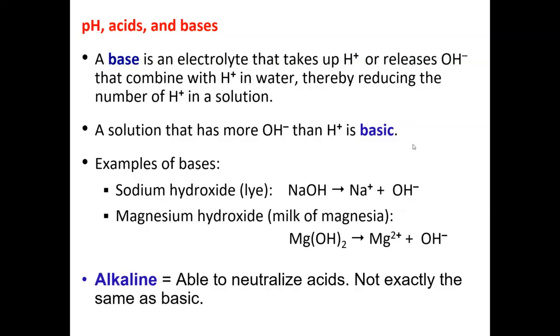This word base means the opposite of an acid. It's something that if you add it to a solution, it adds OH minus. So this one, sodium hydroxide, which is lye, put it in water, comes apart, adding OH minus to that solution. Now there's more OH minus than H plus, so we call that solution a basic solution. Or the word alkaline really means the same thing as basic, so we could call it an alkaline solution.